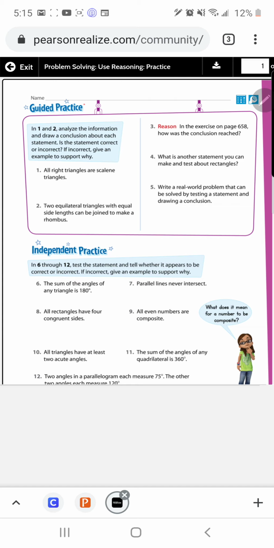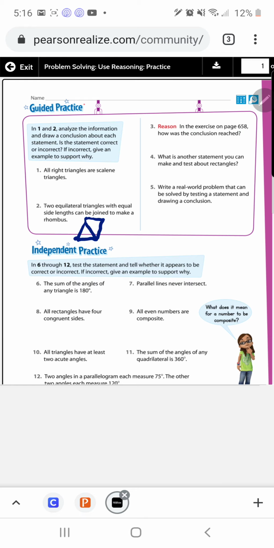Number 2, 2 equilateral triangles with equal side lengths can be joined to make a rhombus. That is correct. I suggest that you draw it out on your sheet. Let me see if I can do it here real quick. Here is one equilateral triangle, and if I put another equilateral triangle right next to it, you'll see that it creates a rhombus, right?